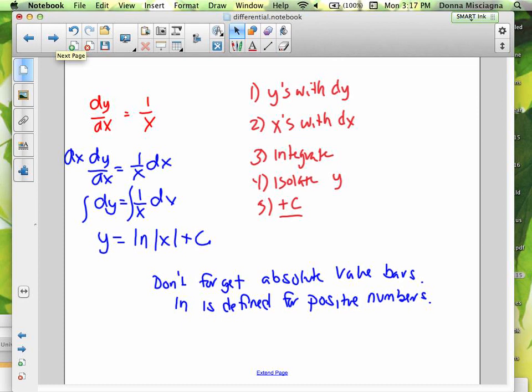It's not necessary if what you're going to be taking the natural log of is always positive. But if it's not always positive, in this case x doesn't have to always be positive, we need the bars.